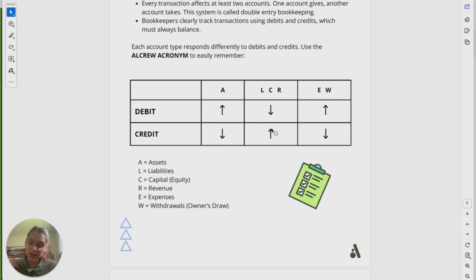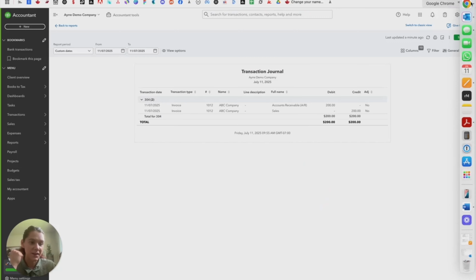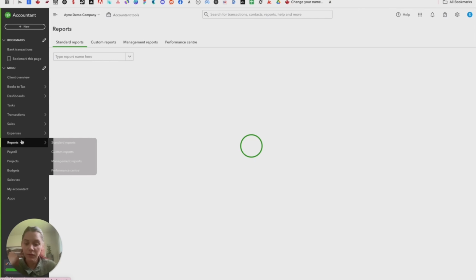So you can see that they kind of play on the two sides of each other. The asset increased as well as the revenue. And they perfectly match that give-take two sides of the entry. And we can see that in the background here.